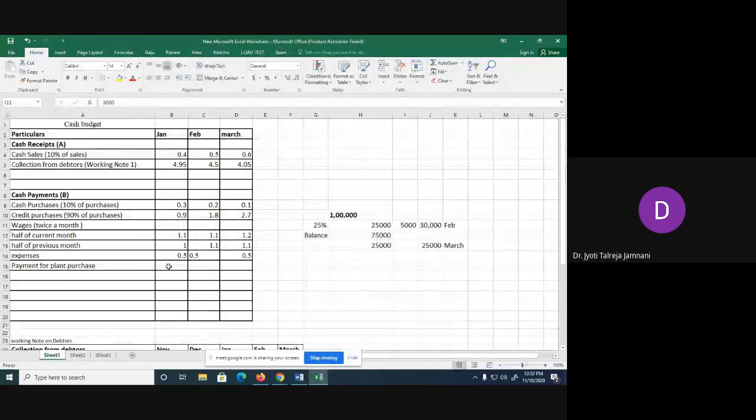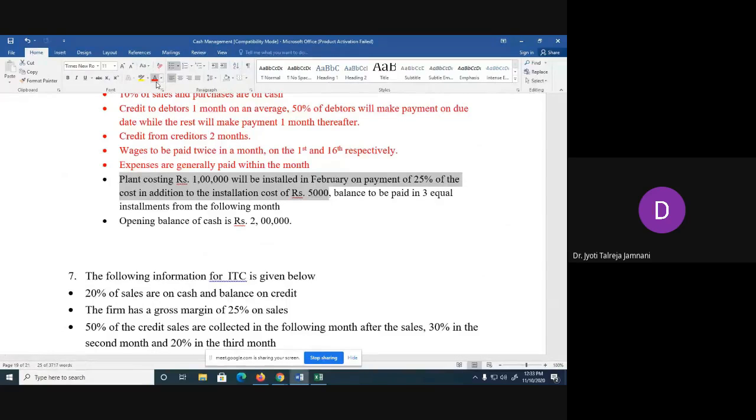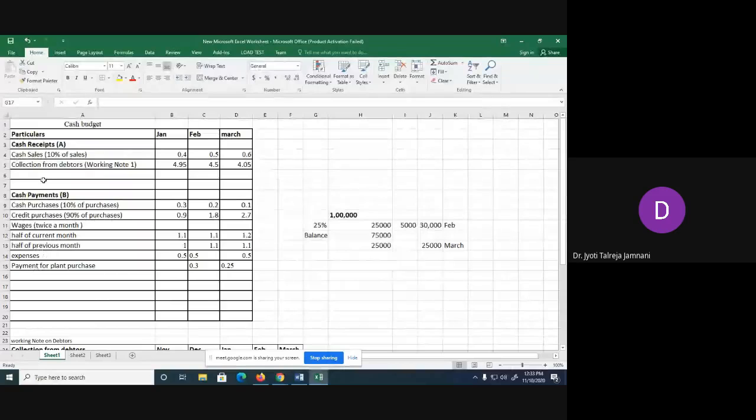Okay. So in Jan nothing, in February it will be 0.3 and in March it will be 0.25. Because we are taking it in decimals, I mean we have not taken the 5 zeros for lakhs anywhere, so it will be 0.3 and 0.25. Next we'll see the next point. Opening balance of cash is 2 lakhs. So here if I remove the zeros, it is basically 2. That's the opening balance that we'll take at the end after finding the total of A and total of B, that is collection and that is receipt and payment.